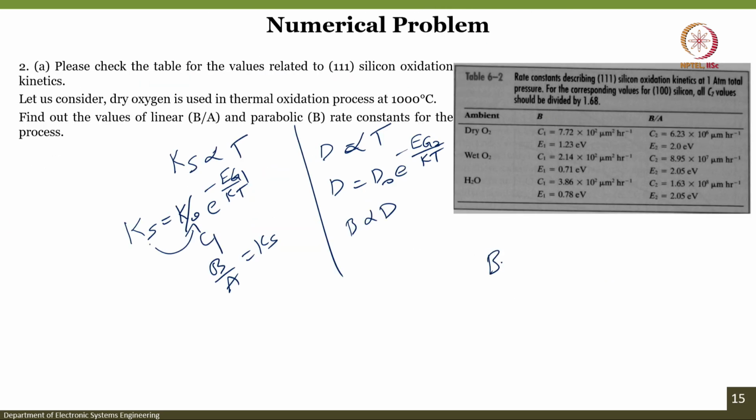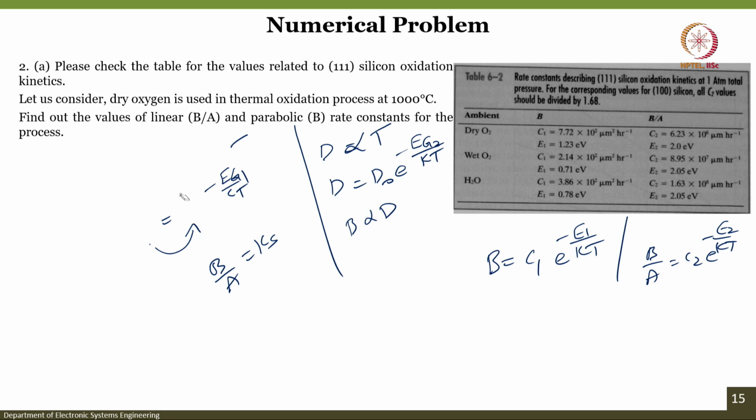So, B can be modeled as C1 e power minus E1 by kT, B by A can be C2 e power minus E2 by kT. That is where they are connected. So, do not think why we are suddenly jumping into this B by A and how the dependence of temperature has come into the picture. So, let us ignore that.